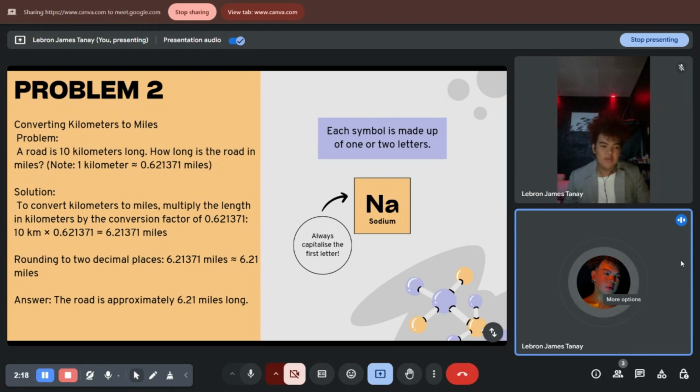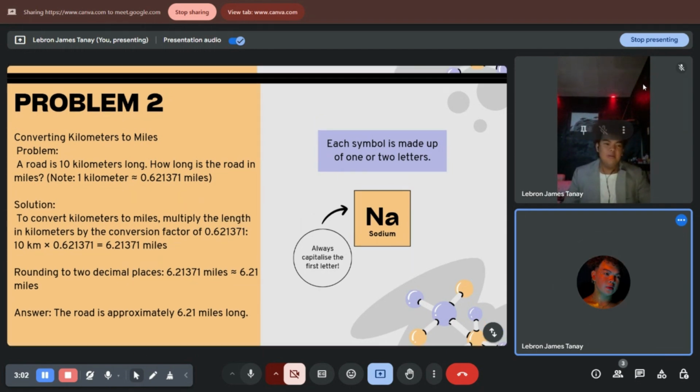So 10 kilometers times the conversion factor of 1 kilometer to miles, which is 0.621371, is equal to 6.21371 miles. Rounding to two decimal places, that is 6.21 miles. So the answer is the road is approximately 6.21 miles long.